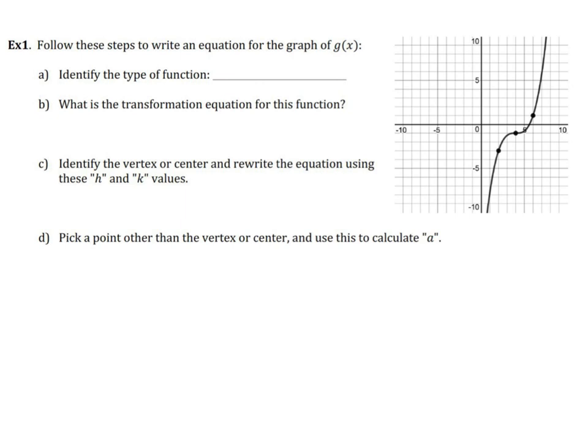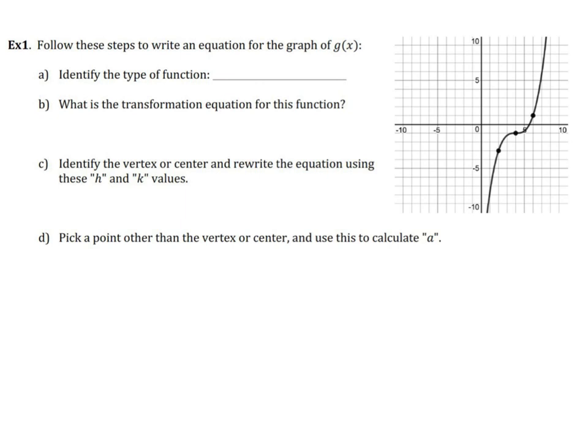So let's look at example 1. Now that we've kind of reviewed all the parent functions, let's see how we can adjust them based on changing the h's and k's and the a's and stuff like that. So this first example, we gave you a graph and you have to try to come up with the function. So if you want to go back and look at those families of functions and ask yourself, is it a linear function? Is it a quadratic function? Is it a cubic function? Is it a cube root function? Is it a square root function? Is it an absolute value function?